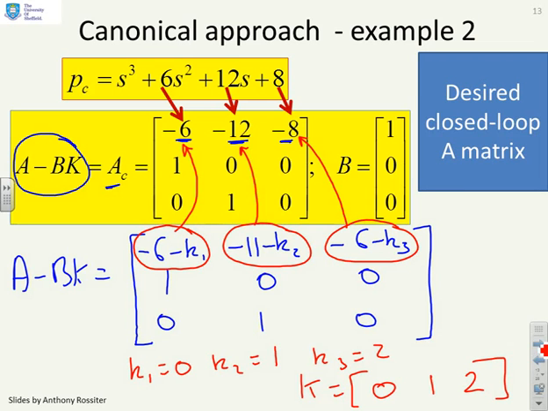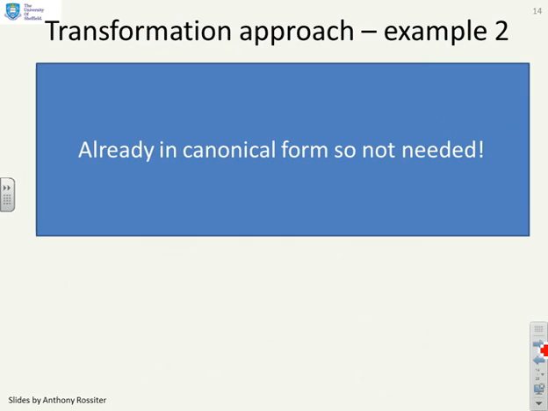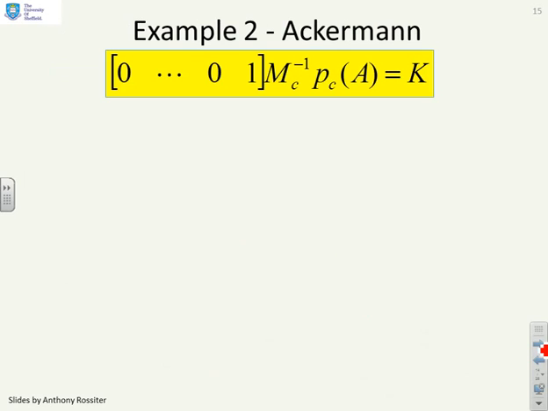So you can see if the system is in control canonical form, finding the state feedback is very quick and easy and requires minimal algebra. What about the transformation approach? Well, the system is already in canonical form, so we don't need to use the transformation approach.